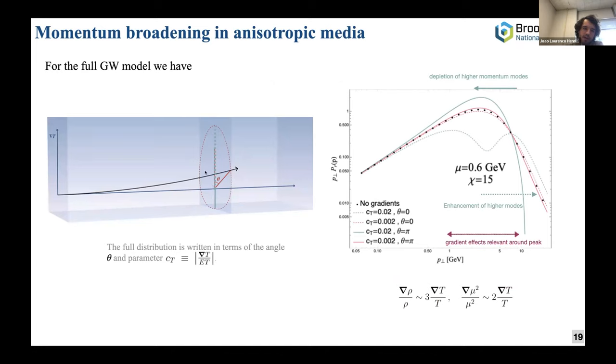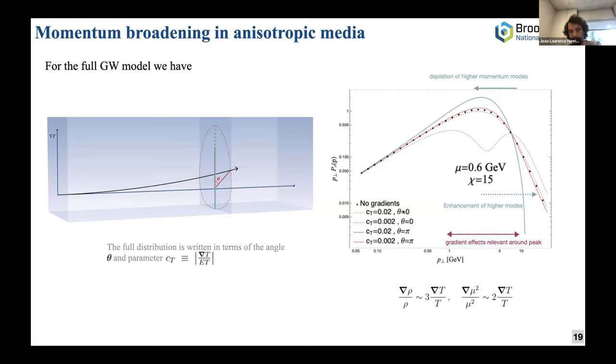or if theta equals pi, it's against the anisotropy. And the magnitude of this anisotropy is controlled by this parameter CT, which is defined in this way. So here, not the best plot, what I'm showing is this momentum distribution multiplied by PT. In the isotropic case, it's the black points. If you are along the anisotropy, they are the dashed lines. And if you are against the anisotropy, it's the full lines.